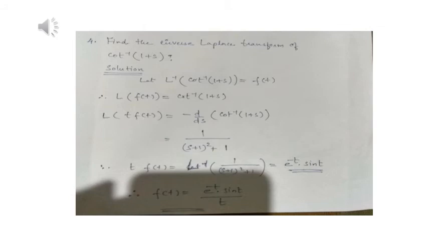Now instead of s we are having s plus 1, then we have to take the shifting property. So we will get e raised to minus t with this sin t. So t f of t is equal to e raised to minus t into sin t, and f of t is e raised to minus t into sin t by t.